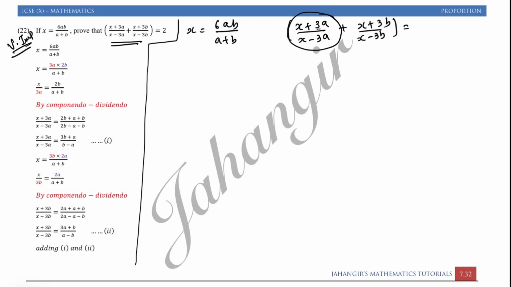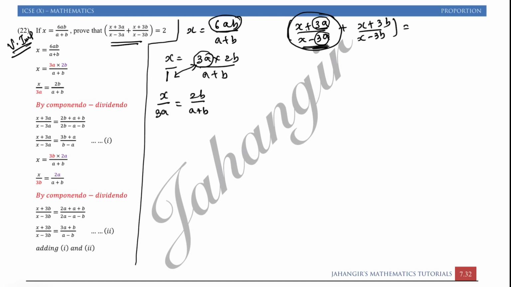So here I have to analyze the term. In x plus 3a, we have 3a. So I will write x is equal to 6ab, which I can write as 3a into 2b, because first I will focus on this term, upon a plus b. If I shift this 3a across, I can get x upon 3a is equal to 2b upon a plus b. This part I will get.